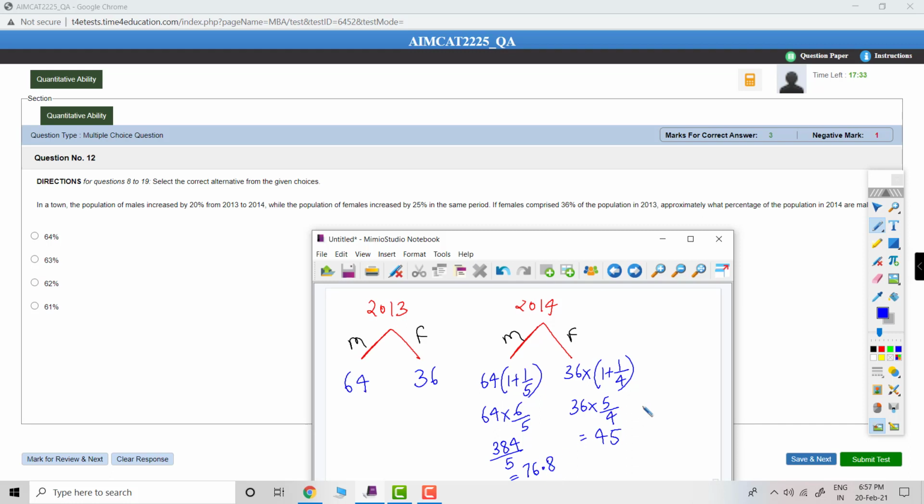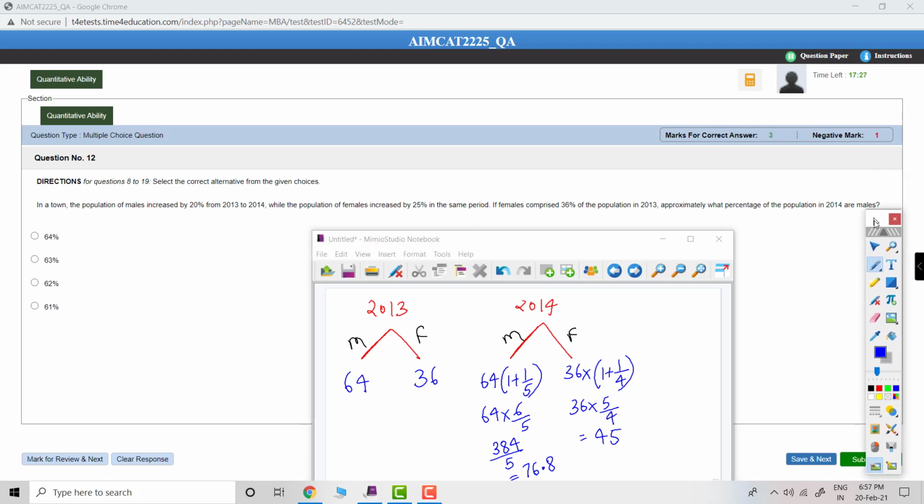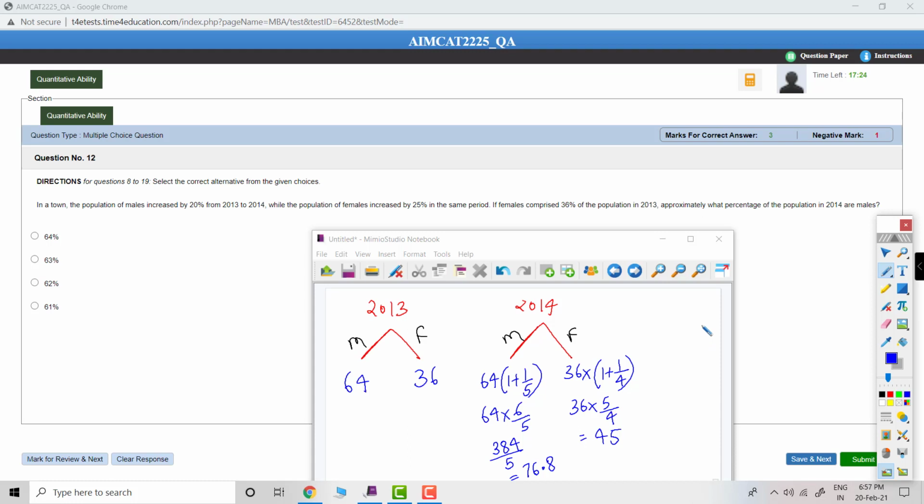Okay, everyone. Now what we need to find is approximately what percentage of the population are males in 2014. In 2014, the total population is how much now? Tell me. The total population is 45 plus 76.8. And out of that, how many are male? 76.8. So let's do this addition. This addition is how much? 0.8, and this is 1 and 12. Correct. So this percentage is going to be how much?